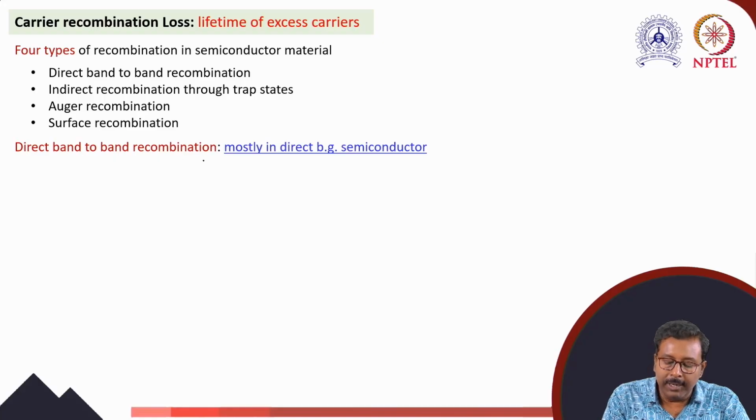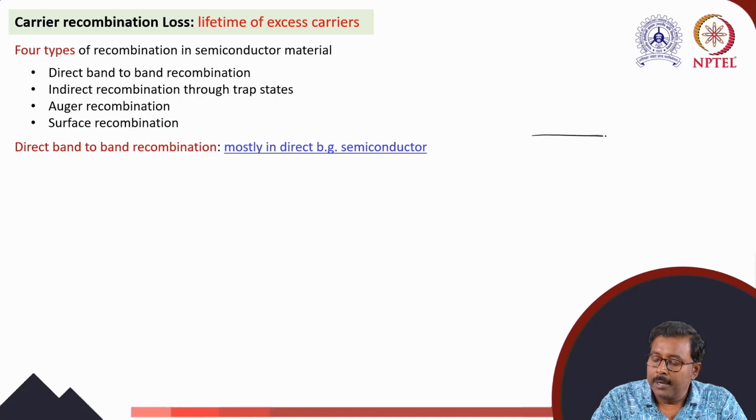So direct band-to-band recombination occurs mostly in the direct band gap semiconductor. And this generally gives you radiation, that is, this recombination is radiative recombination. And band to band means the conduction band to valence band.